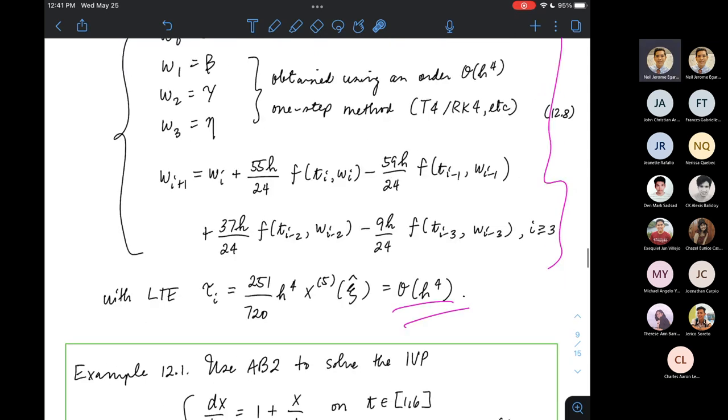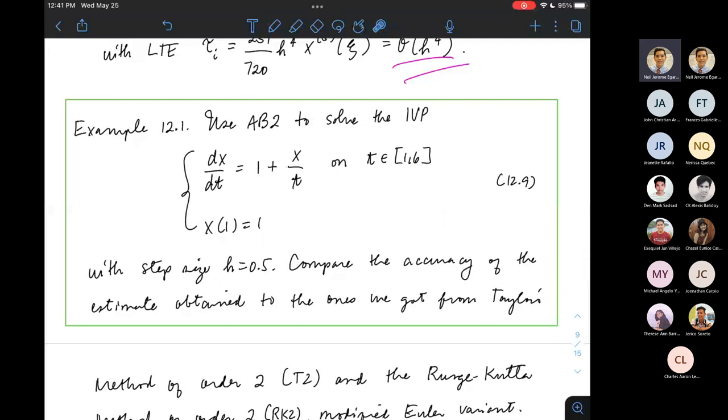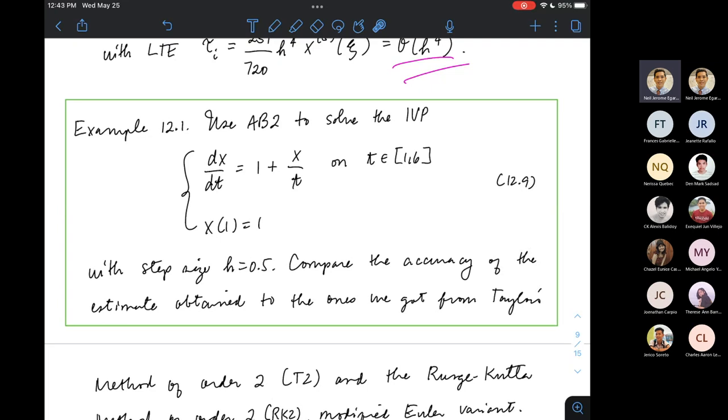Now, let's look at an example. Let's see AB2 in action. Okay? So, ito yung paborito nating IVP, yung dx over dt equals 1 plus x over 7, on the closed interval 1, 6. The initial data is x of 1 equals 1. And then, gamitin nating step size ay 0.5.